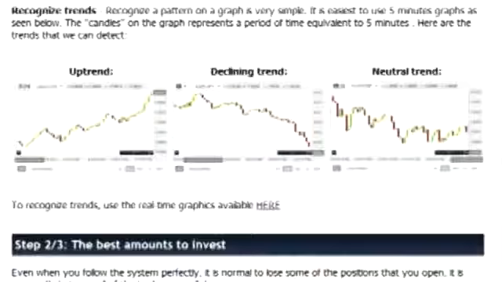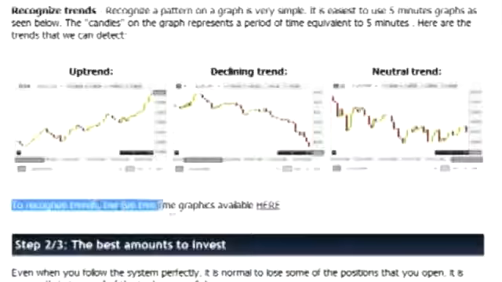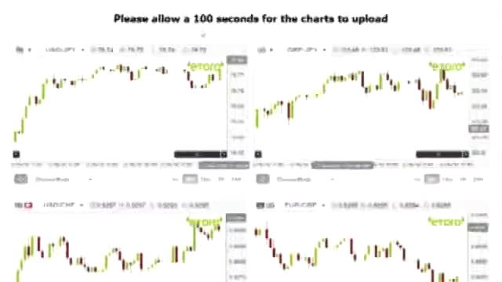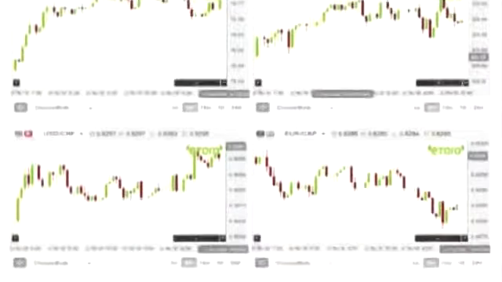In the site, on the first step under the video, there's a link. To recognize trends, use the real-time graphics available here. Once you click on it, a new page opens with the asset graphs. Now this web page can take up to 1.5 minutes to load because it contains all the graphs that you're going to need. So now we identify trends in these graphs in order to trade in the binary platform. Right now we're going to start with the currencies.